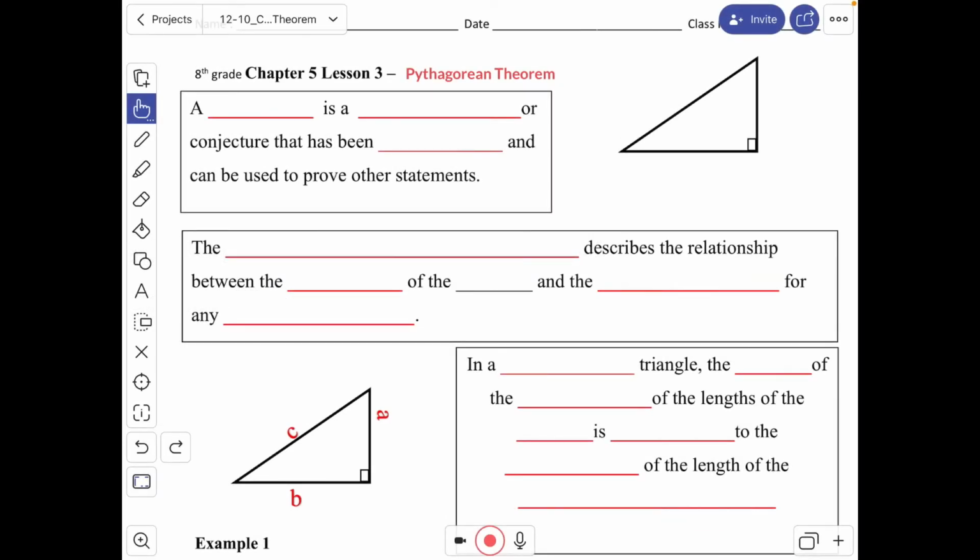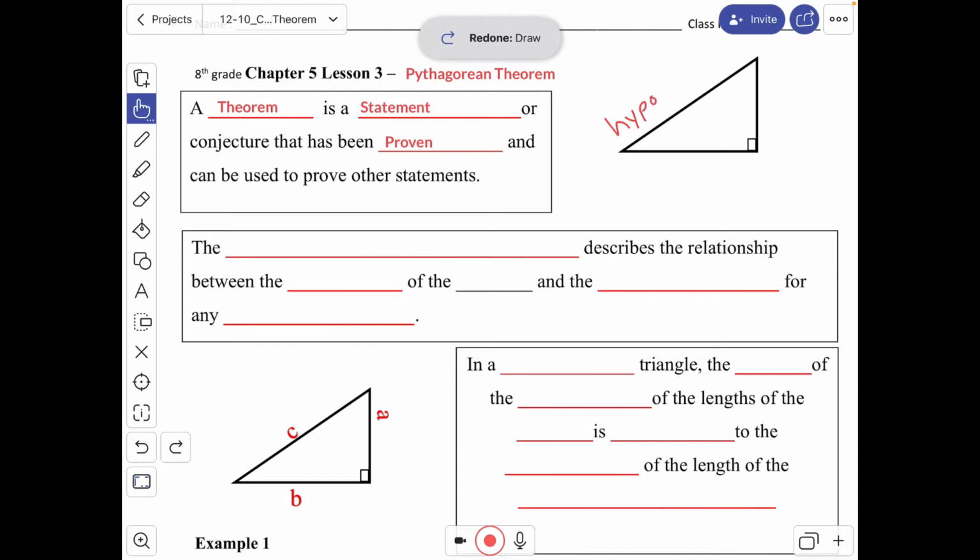Today we're covering 8th grade, Chapter 5, Lesson 3, Pythagorean Theorem. A theorem is a statement or conjecture that has been proven and can be used to prove other statements. You'll use theorems a lot in other math classes, especially when you get to geometry. You need theorems or proven statements so you can prove that parts of triangles or parts of shapes are equal.